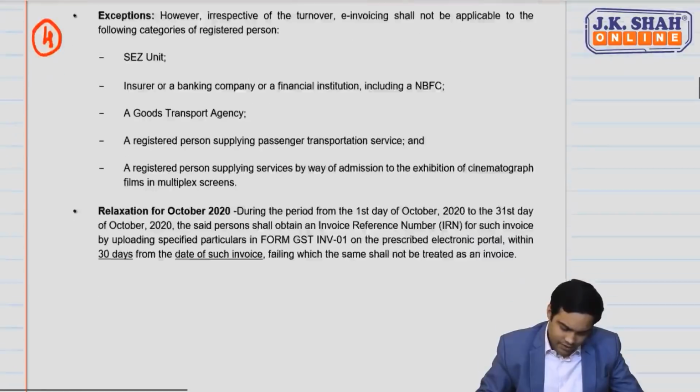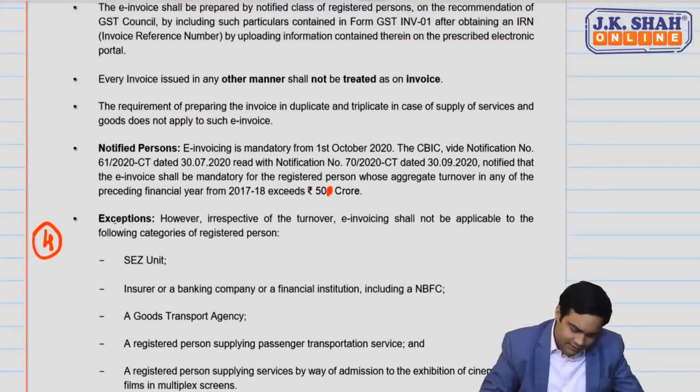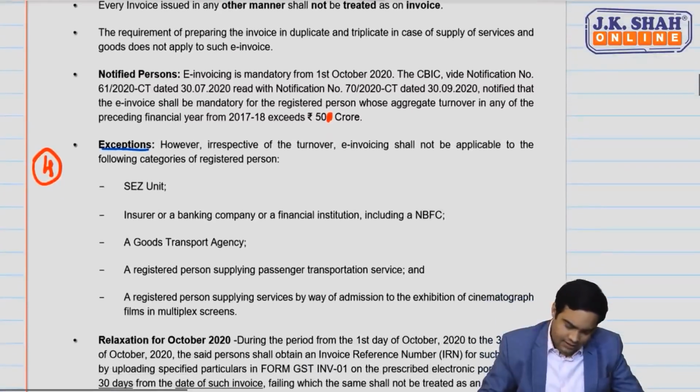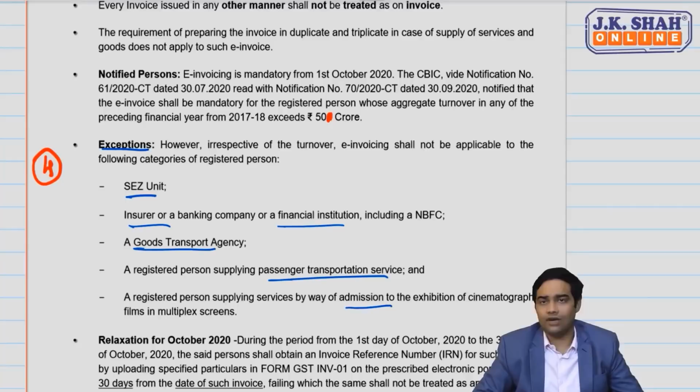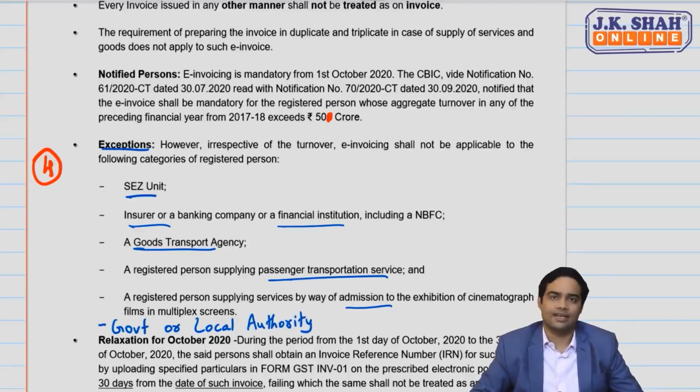Okay. Now come to page 159. See, e-invoicing, there are some exceptions, correct? SEZ unit, no need. Insurer, no need. Banking company, no need. GTA, passenger transport service, admission of cinematographic film, all this do not require e-invoice. One more entry has been added, government or local authority. That means government department and local authority will not be required for generating e-invoices. So the provisions of e-invoice will not apply to government department, local authority. Just add this.